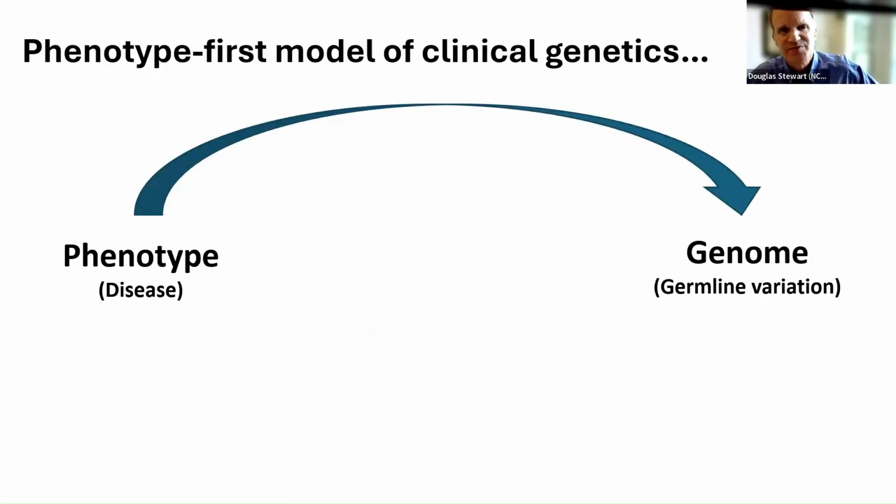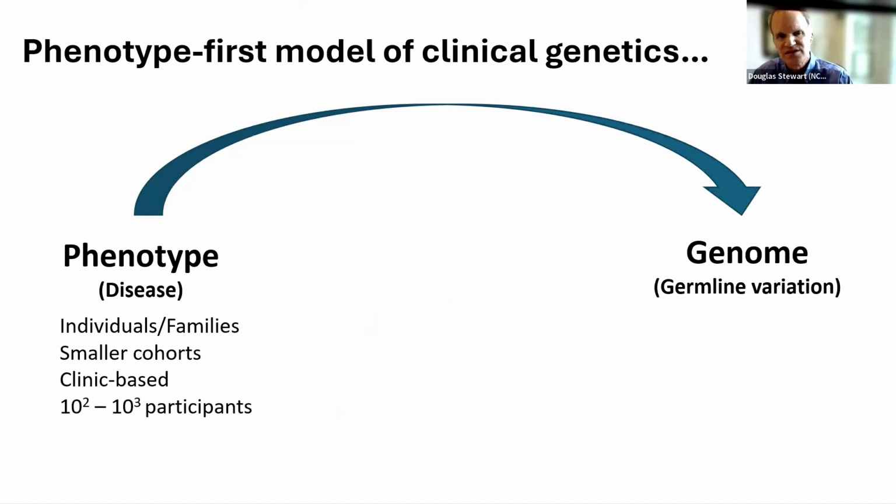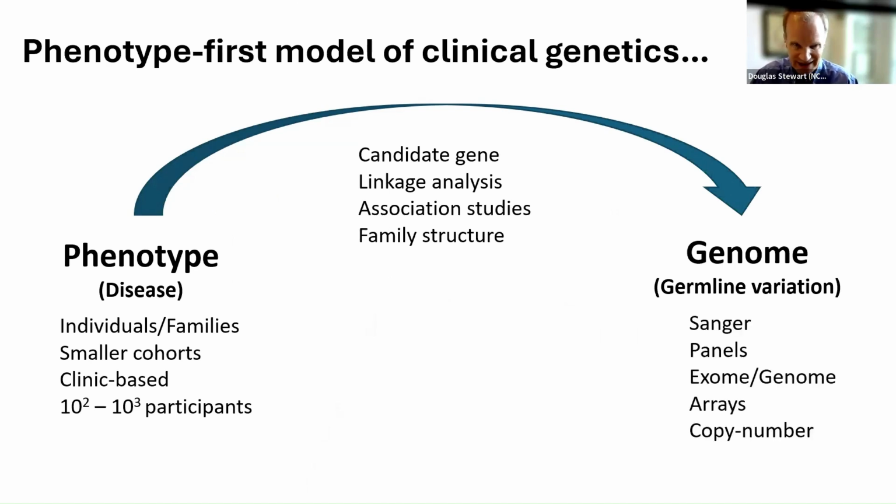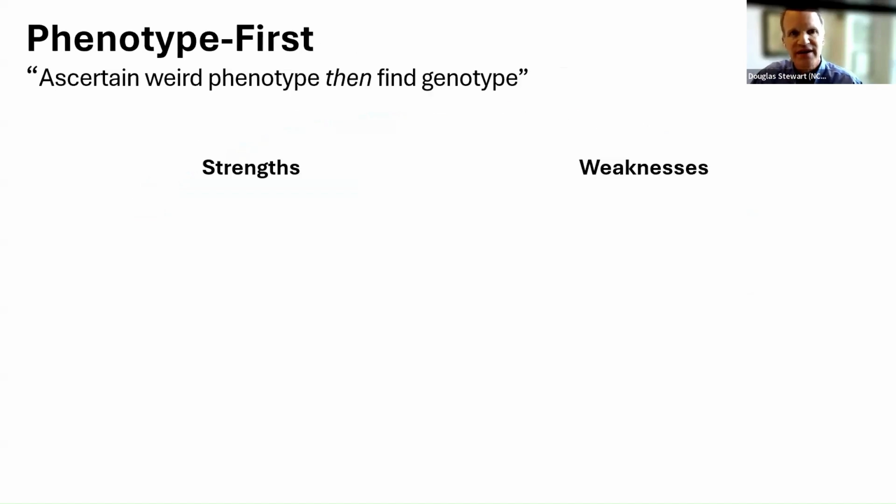I suspect many of you are familiar, whether you know this name or not, with the phenotype first model of clinical genetics, where we start with a disease of interest, historically ascertained in families and individuals, often through a clinic, often in relatively modest numbers. We use statistics and then try to link that phenotype to a variant in the germline, as defined by a variety of technologies. And again, referring back to my friend and colleague Les Biesecker, he said, this is to ascertain the weird phenotype and then find the genotype.